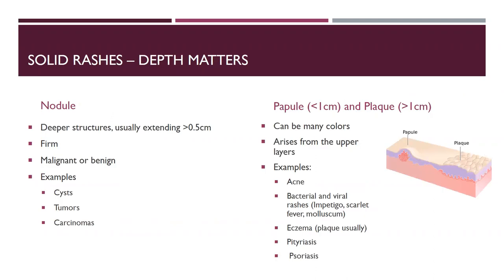For solid things, depth matters. Deeper structures are usually considered greater than a half a centimeter deep. Things like cysts, tumors, carcinomas. And then if it's more superficial than that, kind of like you see on my little picture here, sizing is important, papule versus plaque. These tend to arise from the upper layers of the skin and dermis. Things like acne, bacterial rashes like impetigo or scarlet fever, eczema, psoriasis, pityriasis are all examples of papules and plaques.